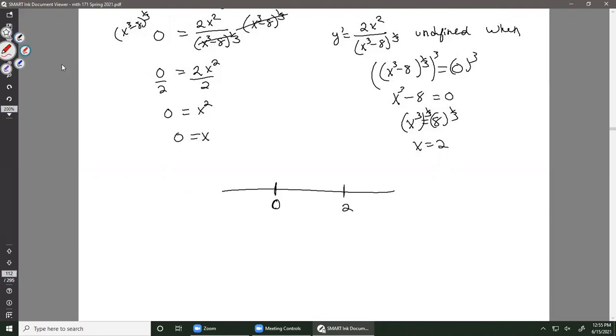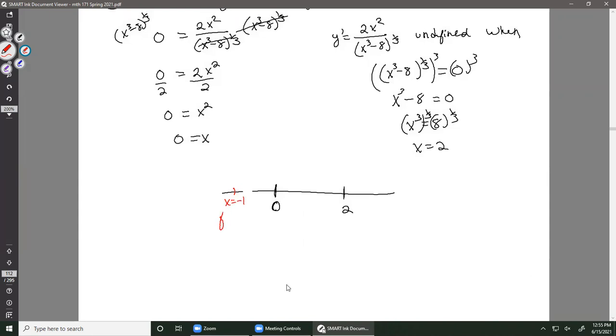So I need to test a point smaller than 0. So I'm going to test at -1. And so f prime at -1 is equal to a negative number. So if you plug -1 into our derivative, you get a negative number. So this is decreasing.